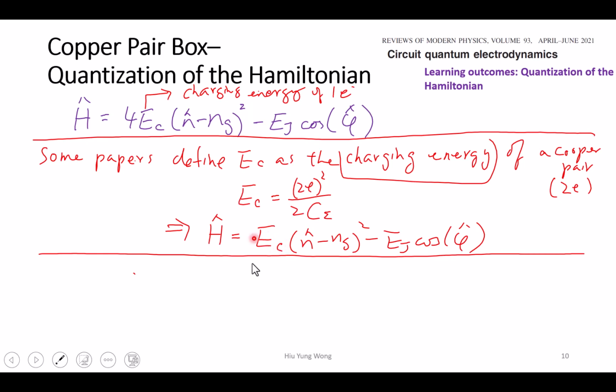In that case, you will find that the paper will write the Hamiltonian with EC instead of 4EC. So don't get confused. Sometimes you see there's a factor of 4 difference. When there's a 4, it means they're using EC as the charging energy of 1 electron. Otherwise, it is for 2 electrons. Right? We will see this later. Okay.